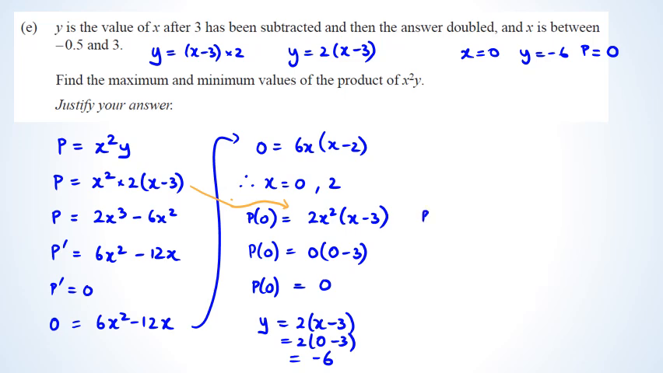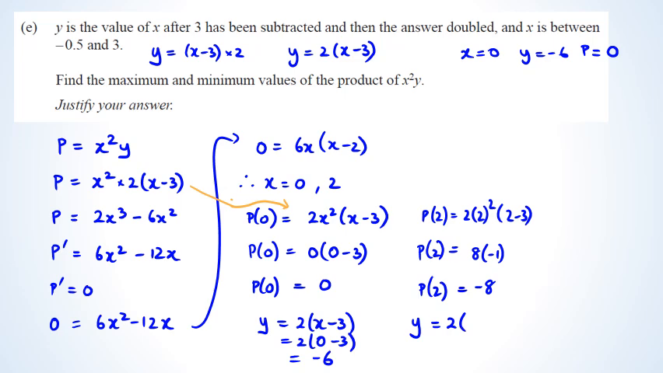Second thing is p of 2. P of 2 is 2 times 2 squared multiplied by 2 minus 3. So p of 2 is equal to 2 times 2 squared, which is 8, times negative 1. So p of 2 equals negative 8. As for the y value, you've got 2 times x minus 3, 2 times 2 minus 3, and you're going to get negative 2 as the y value. So when x equals 2, y equals negative 2, and p is equal to negative 8.